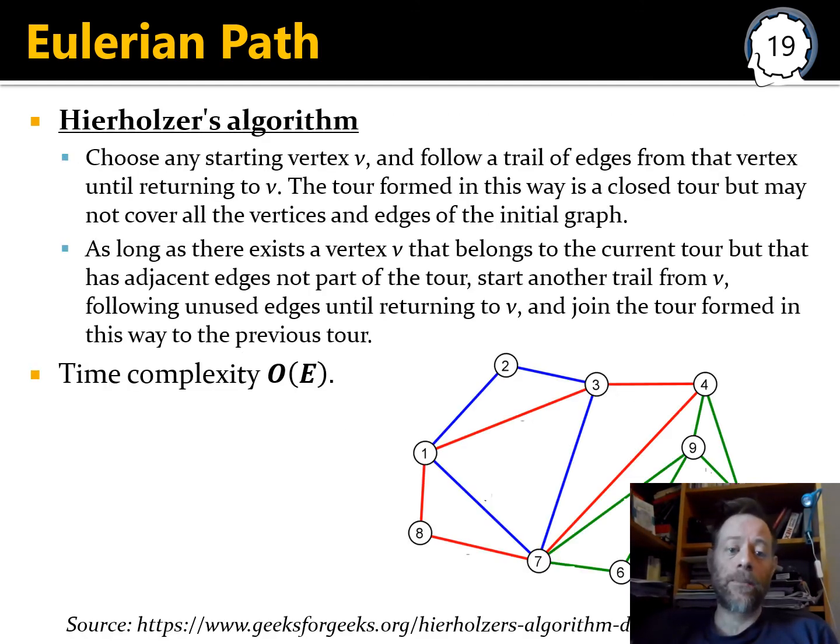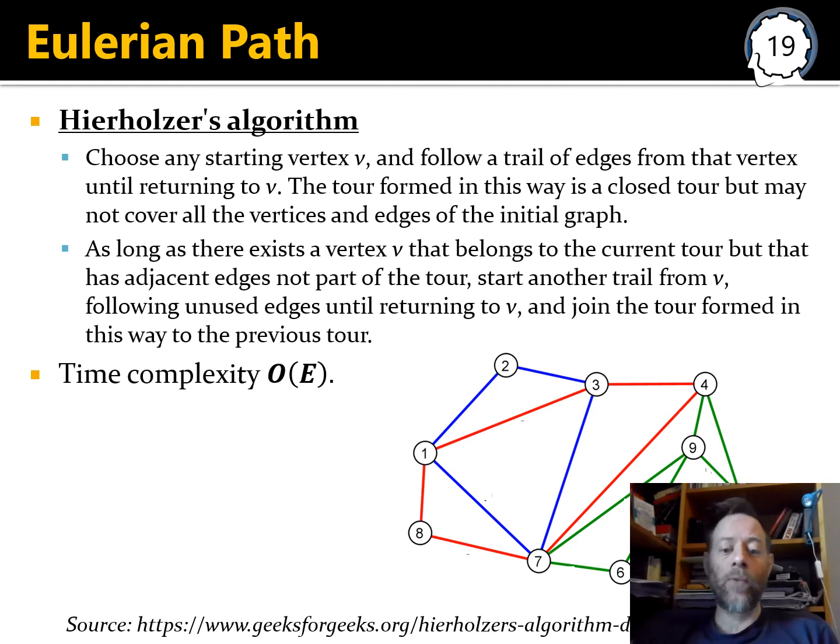Of course, now the question becomes, how do you compute the Eulerian path? Here we can use Hierholzer's algorithm, and it's quite straightforward. We select any starting vertex V. We then do, for example, a depth first search. So we follow a trail of edges from that vertex until we come back to the vertex again. For example, we can take the blue circuit below. We start in node 1, we go to node 2, 3, and 7, and then back to 1. So now we have found a cycle.